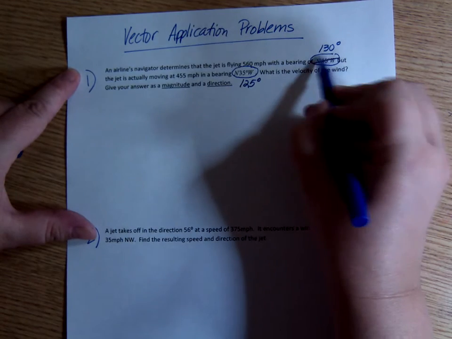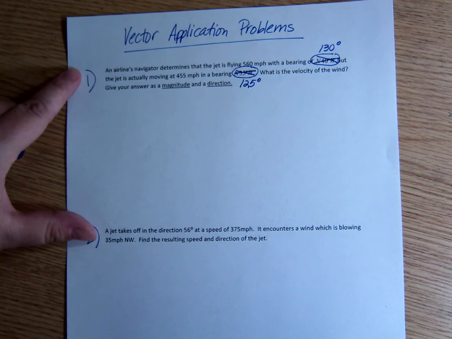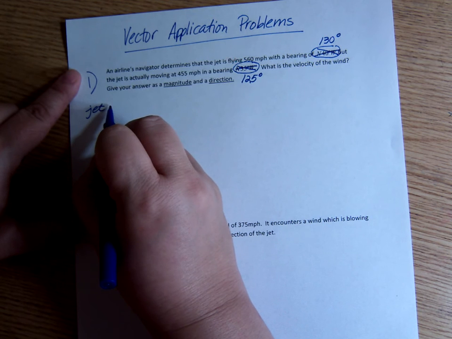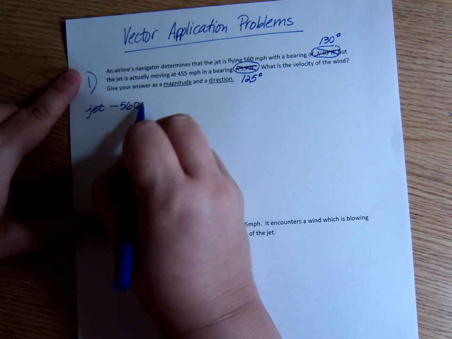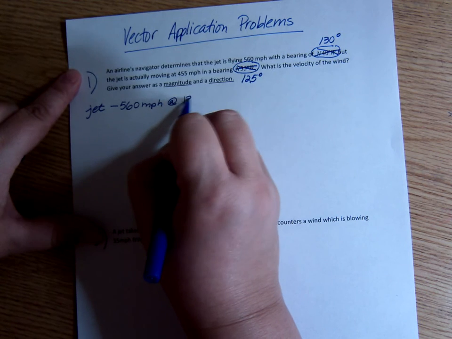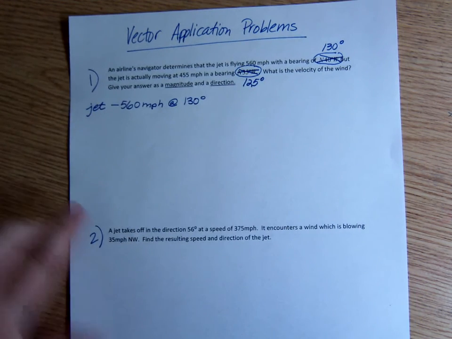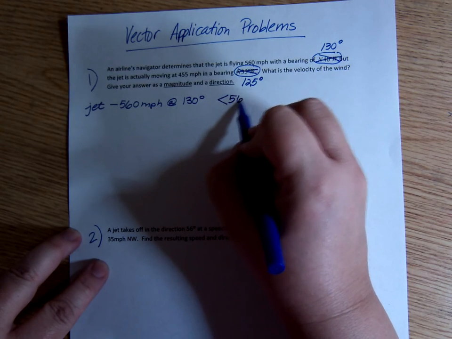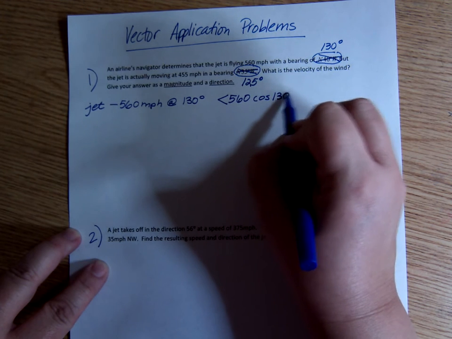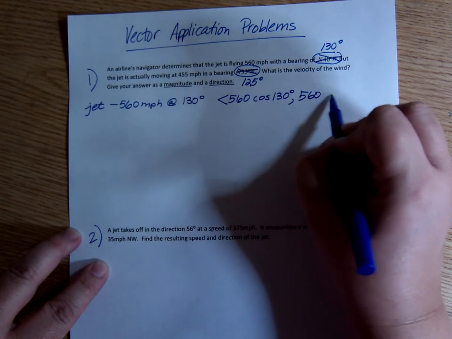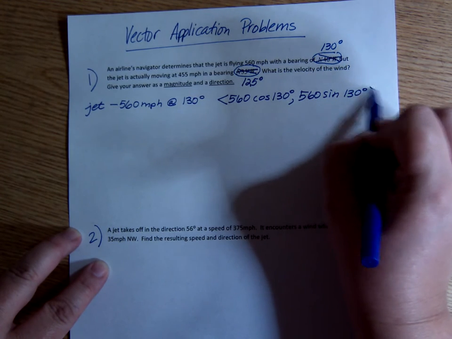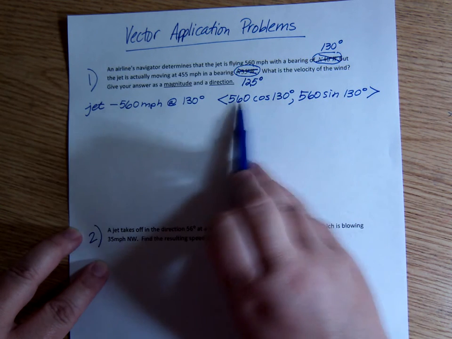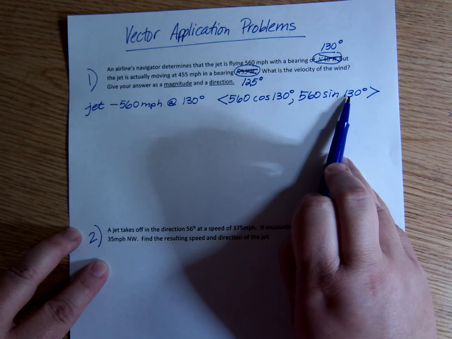Okay, so now I don't even care about those old descriptions at all. I just know that I have a jet that is flying 560 miles an hour at 130 degrees. Now I'm going to change that into a vector in component form. The vector is 560 cosine 130, comma, 560 sine 130. And it's always the same. Magnitude times cosine times the direction. That's the horizontal. Magnitude times sine times the direction is the vertical.